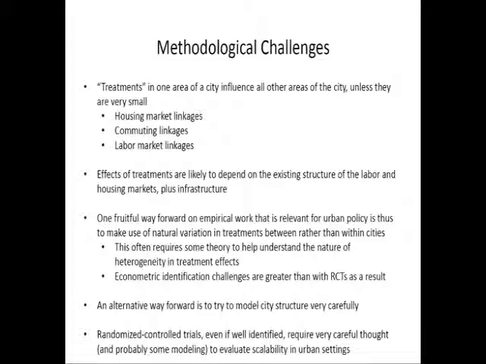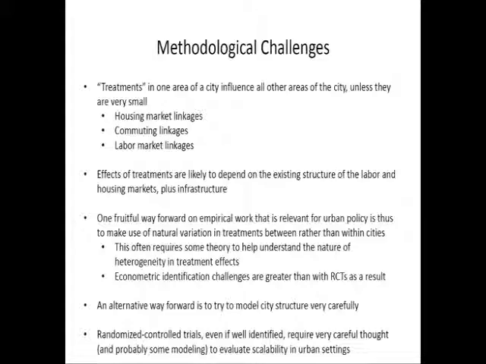Theory is going to help us think about the nature of heterogeneity of treatment effects, but of course the econometric identification challenges are going to be greater. So maybe people aren't going to believe as much what we say, right? So that's another challenge. Of course, one can try to model everything very carefully, which is what Klaus and Esteban just did, and I think that's another fruitful way forward.